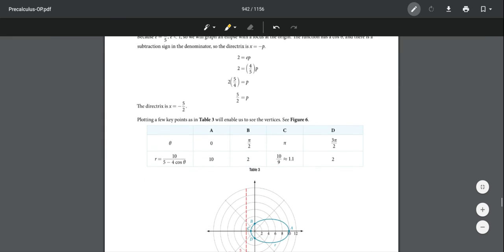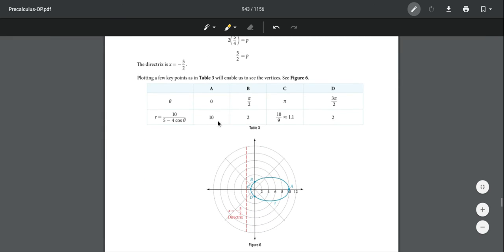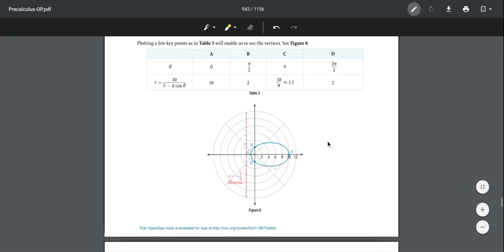But again, you don't need to know that, because your vertices are always going to be in these 4 points. Obviously, not all 4 points are vertices, but the vertices are going to be somewhere in these 4 points. So if you plot these 4 points, you're going to have your vertices. So hopefully that helps.